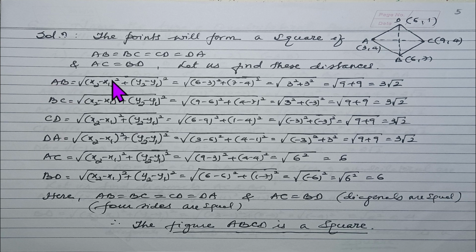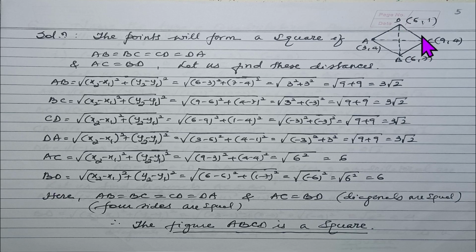AB by applying distance formula we got 3 root 2, BC we got 3 root 2, CD we got 3 root 2, DA also we got 3 root 2. That means all the four sides are equal, but that does not confirm it is a square. Now go to find the diagonals, that is AC and BD. The diagonal AC applying distance formula I got 6, and BD also I got 6. The diagonals are also equal.